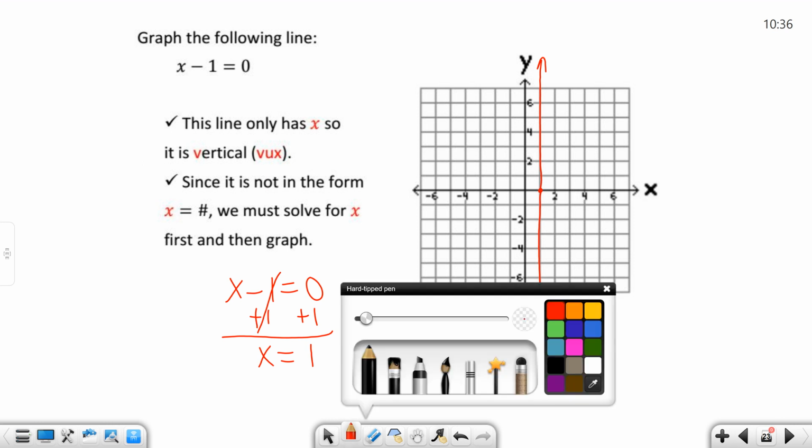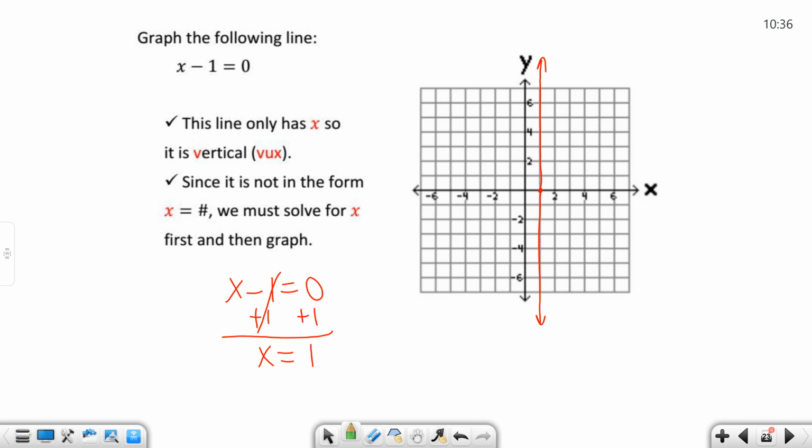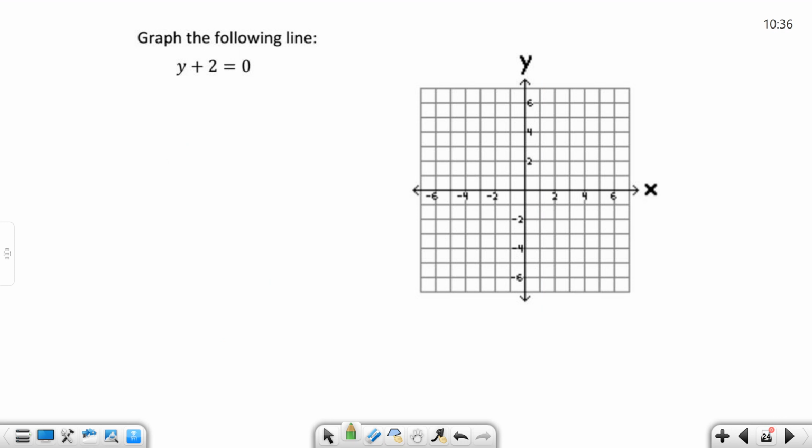All right, so we're sketching a graph, all right? So there it is. Just make sure you put arrows on the end of it. So it's x equals 1, but don't get confused. It's a vertical line. It goes up and down, right? Up and down. So now graph the following line, y plus 2 equals 0.